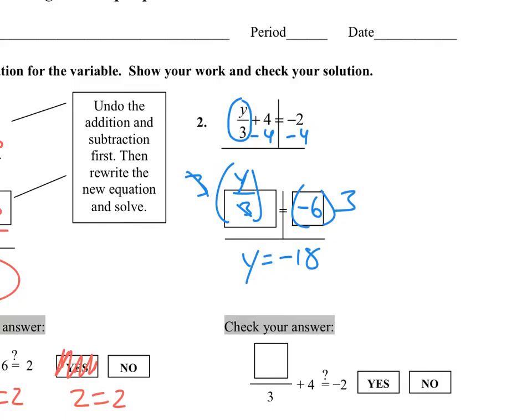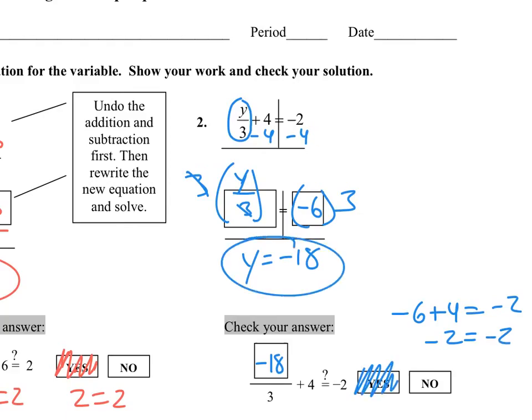Let's check it and see if that's true. So we substitute negative 18 in for y. Negative 18 divided by 3 is negative 6, plus 4 equals negative 2. Negative 6 plus 4 is negative 2. Does negative 2 equal negative 2? Yes, it does. So this is a solution to my equation. Okay, 3 and 4.